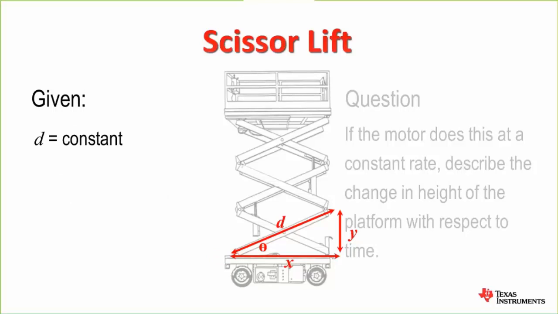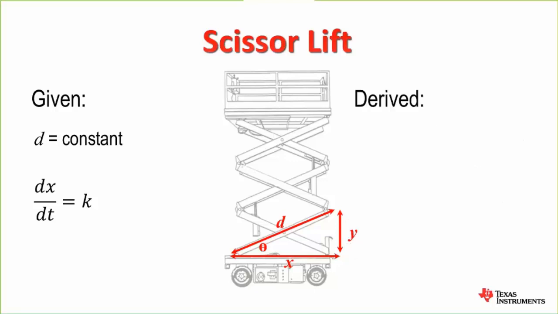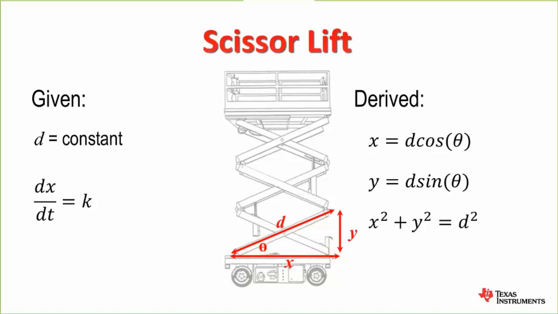We could say that distance D is constant as a result of our construction, and we stated in the question that the horizontal change in distance versus time is constant. So let's have a look at some of the things we can derive from our diagram, no pun intended. X would be equal to whatever length D is times cos theta. I've done this in general terms. And Y would be D sine theta. And we can see some Pythagoras there, x squared plus y squared equals d squared.